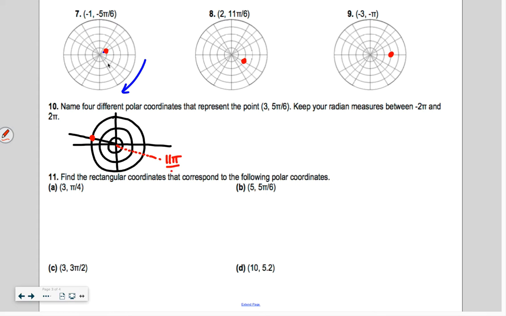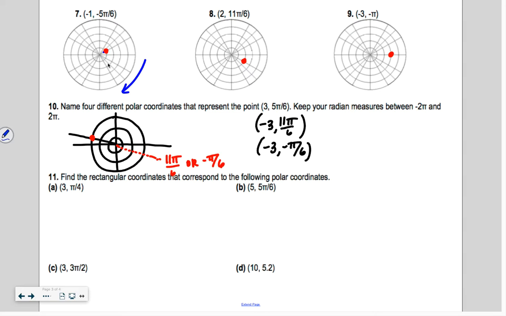You guys are good. So it could be 11 pi over 6, or it could be negative pi over 6. I agree. So we could write it as -3, 11 pi over 6, or we could write it as -3, negative pi over 6. Good. Those are the 2 hardest ones. You got them right away.